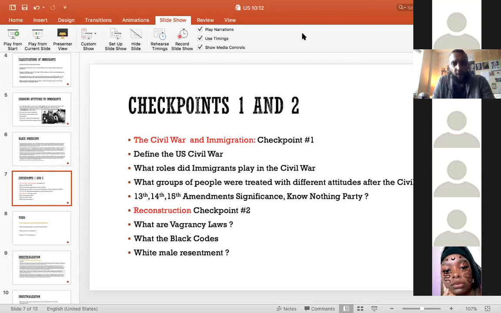All right, so for checkpoint number 1, we want to know what 2 groups were treated differently, the Irish and the Black. What roles the immigrants play. They were a large force in both the Northern and Southern armies. So that is a review of checkpoints 1 and 2.